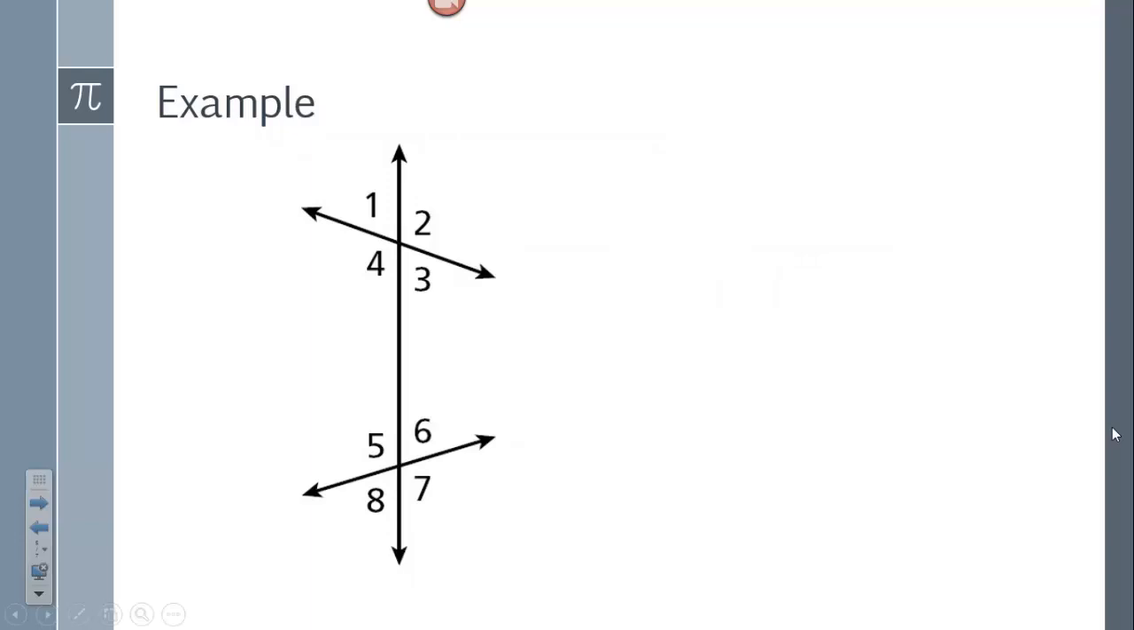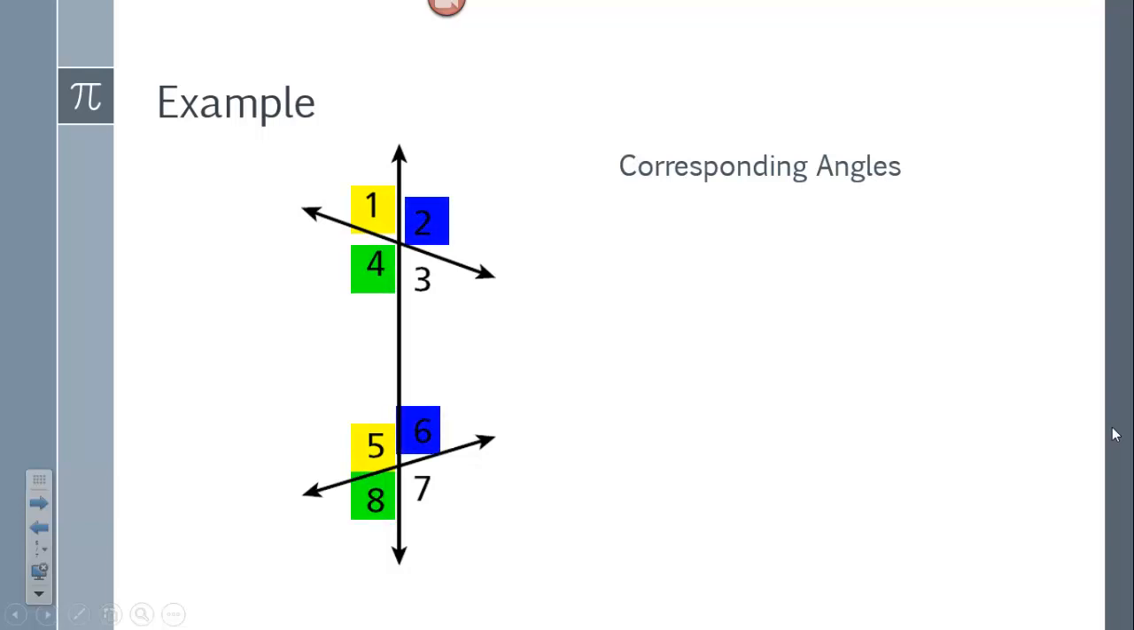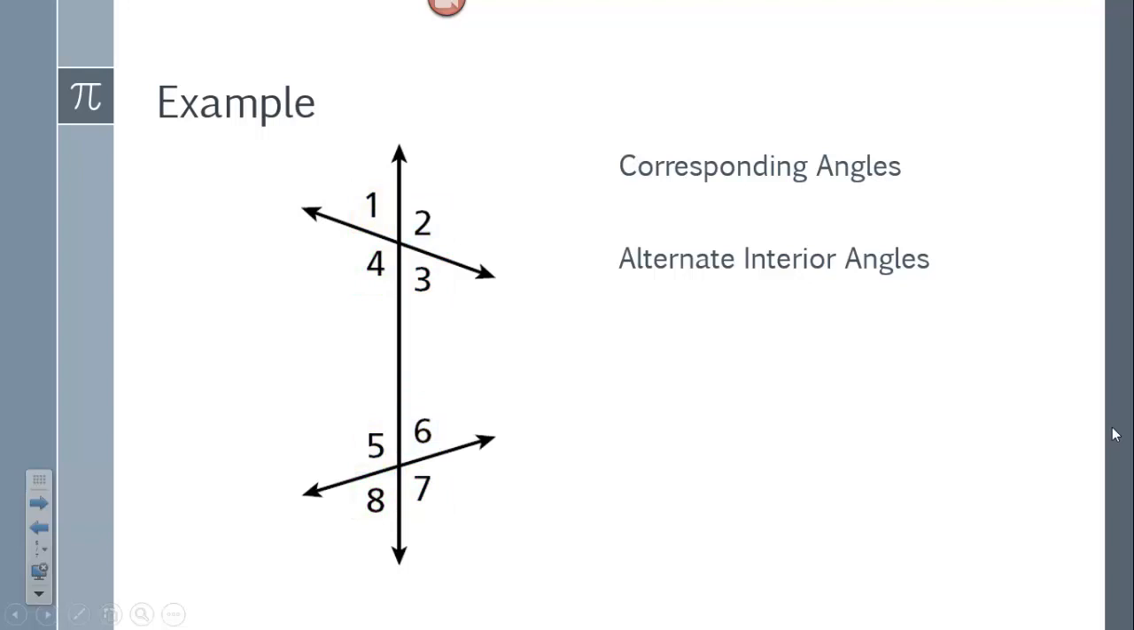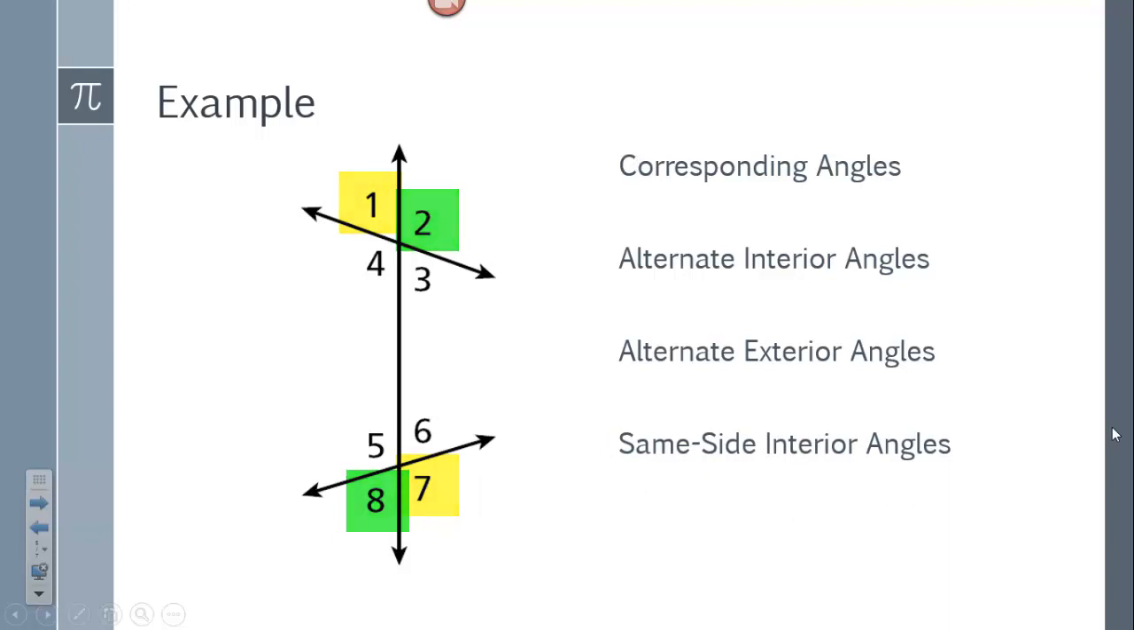Here you can see the transversal cutting through the other two lines, forming our 8 angles. If we wanted to look at the corresponding angles, 1 and 5 are corresponding angles in this diagram, as are 4 and 8, 2 and 6, and 3 and 7. So a transversal cutting through two lines forms 4 pairs of corresponding angles. There are 2 pairs of alternate interior angles: 4 and 6 would be one pair, 3 and 5 would be the other. There are 2 pairs of alternate exterior angles, 1 and 7, and 2 and 8. There are 2 pairs of same side interior angles, 4 and 5, and 3 and 6.